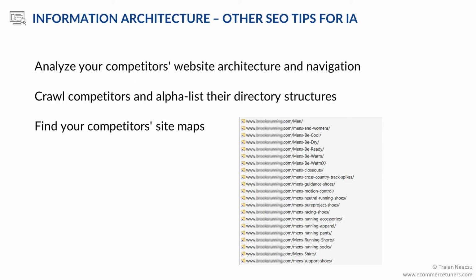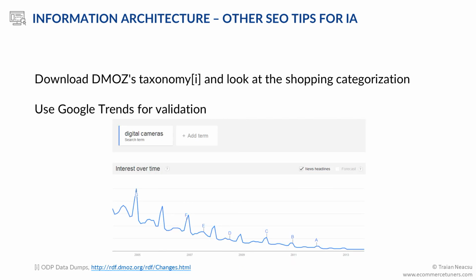Analyze your competitors' websites' architecture and navigation, but don't copy blindly. Use this information for inspiration, but create your own site architecture in the end. Use a crawler on your competitors' websites and sort their URLs alphabetically. You may need to crawl a large number of URLs for this to work. Find your competitors' sitemaps, both the HTML sitemap and the XML sitemap, and analyze them in Excel. Download the Demos taxonomy and look at the shopping categorization.